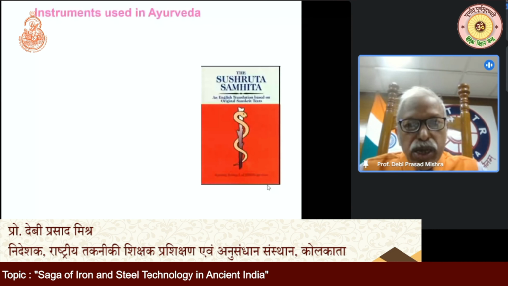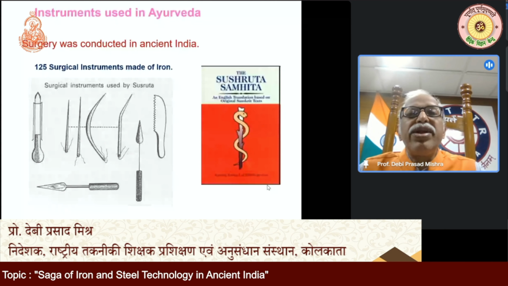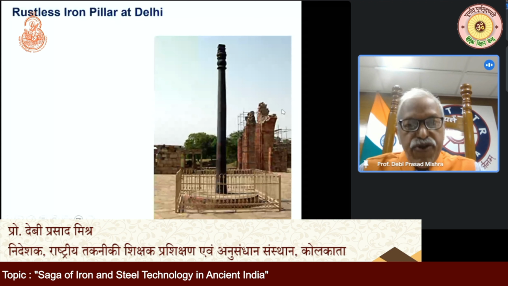And if you look at the Sushruta Samhita, there are several surgical instruments made from iron, metal, which were being used in ancient India. If you go to the rustless iron pillar of Delhi, which is a wonder of the iron artifacts in our country, it has influenced the Western people to undertake research and find out several kinds of steels out of that.